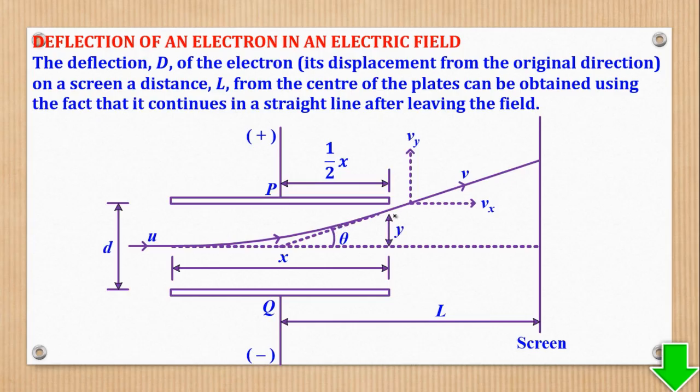So that means that y will be the deflection at the end of the plates. You know the difference? Here, the deflection capital D is the deflection of the electron on the screen. But this y is the deflection at the end of the plate. So there are two kinds of deflection. They can ask for deflection at the end of the plate or deflection on the screen. If it is deflection on the screen, it will be from here up to here. But if it is deflection at the end of the plate, it will be y.